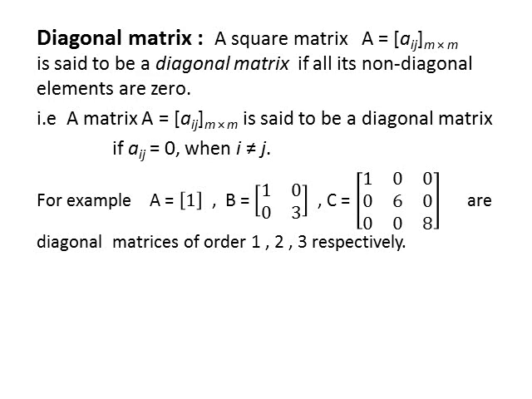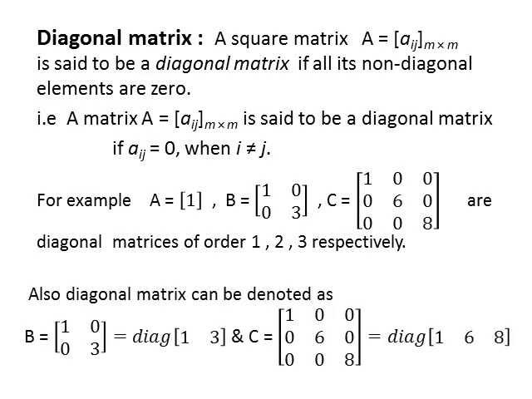Order of matrix B is 2 by 2. Here, a12 and a21 are non-diagonal elements and both are 0. Similarly, in square matrix C, all the non-diagonal elements are 0. So these are the examples of diagonal matrices of order 1, 2 and 3 respectively. Students, this is another way to write diagonal matrix.